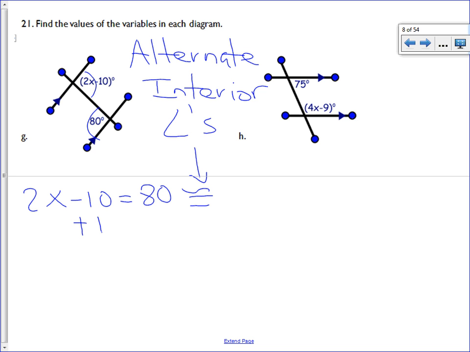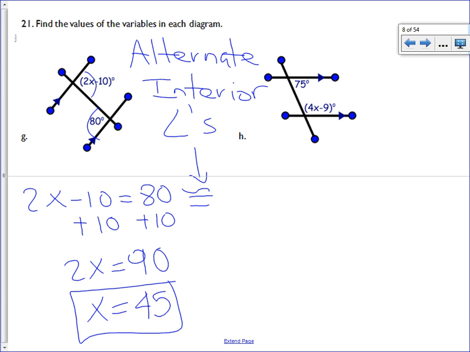I can add 10 to both sides. 2x is equal to 90. And by dividing by 2, we get x is equal to 45. So I am done with x. And now I can move on to 21h. Okay, what's true about these two expressions or angles for 21h?